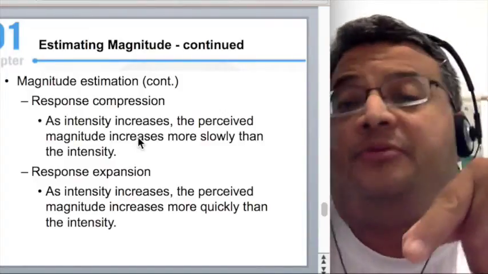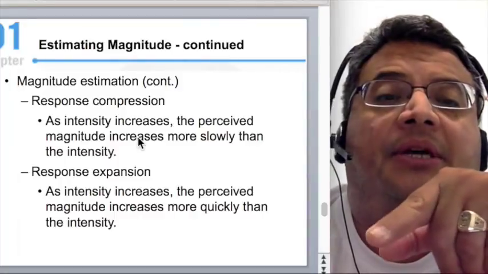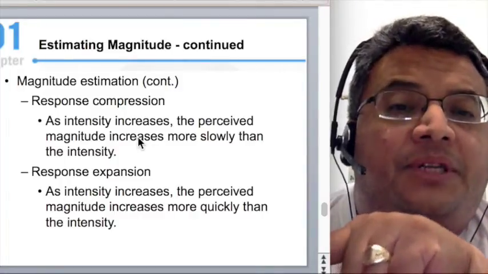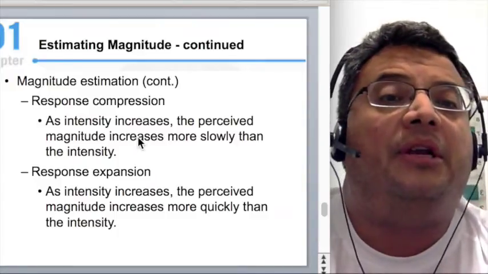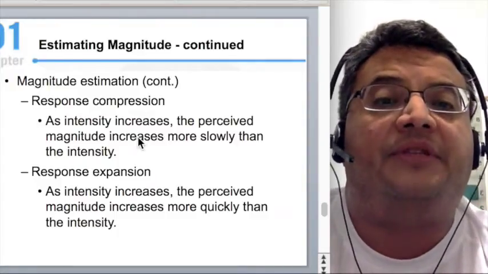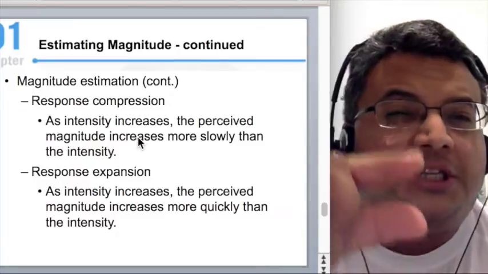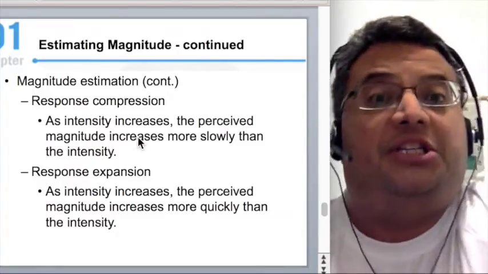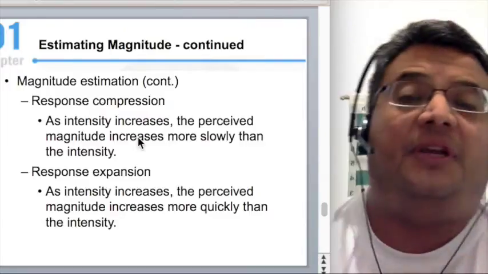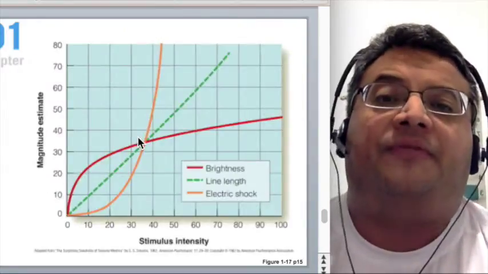Then the opposite is response expansion. You start off perceiving it in a linear fashion, but then you hit a certain level of the stimulus, and every little change in the intensity causes huge changes in the perception, in what you're feeling.